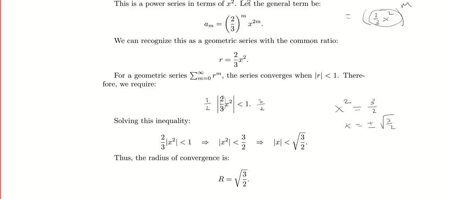And so now this right here represents the radius of convergence. So r is going to be the square root of 3/2.